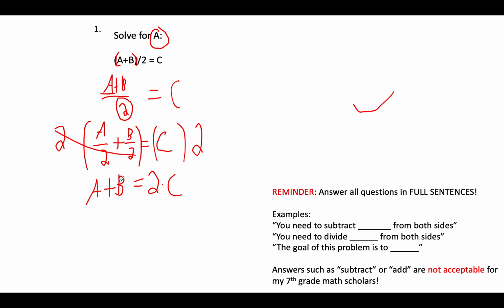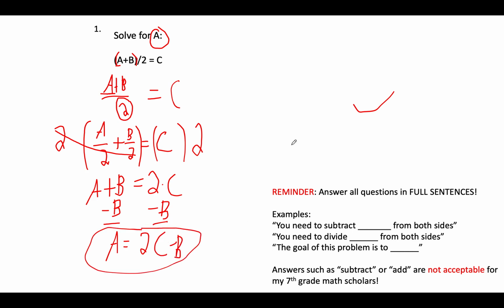Now we have A plus B, and we know that we can get rid of our B by performing the inverse operation of subtraction. So we're going to subtract B from both sides of our equation, and we're going to get A equals 2C minus B. And that's going to be our answer to this first one.